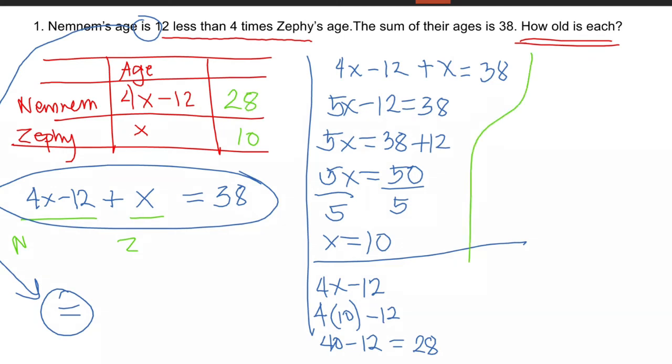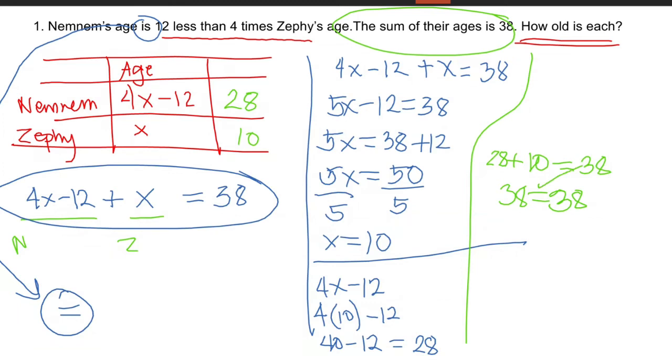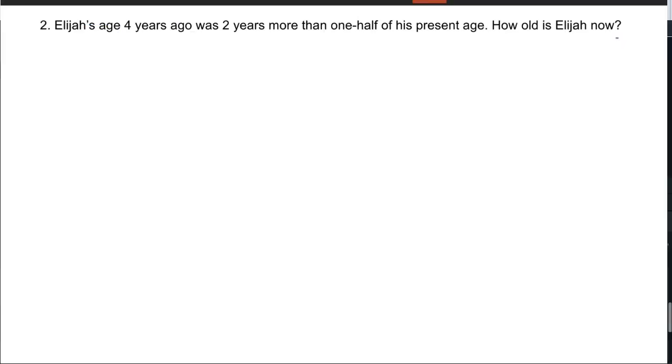And then let's check if our answer is correct by using this sentence. The sum of their ages is 38. If we're going to add these two, that would be equal to 38. So 28 plus 10 is 38. And 38 equals 38, meaning to say our solution is correct and our answer is correct. Now let's have another example.